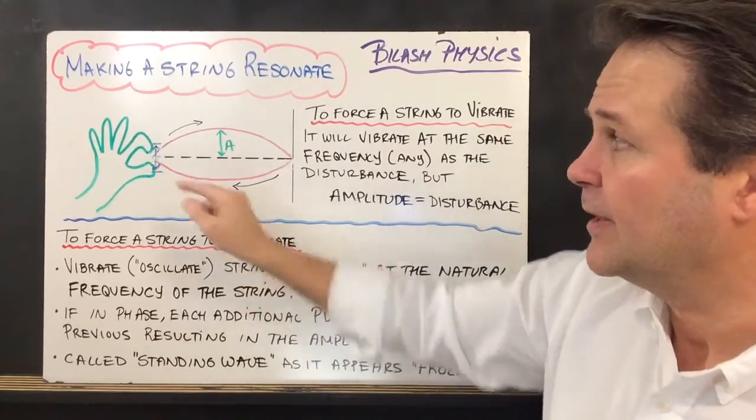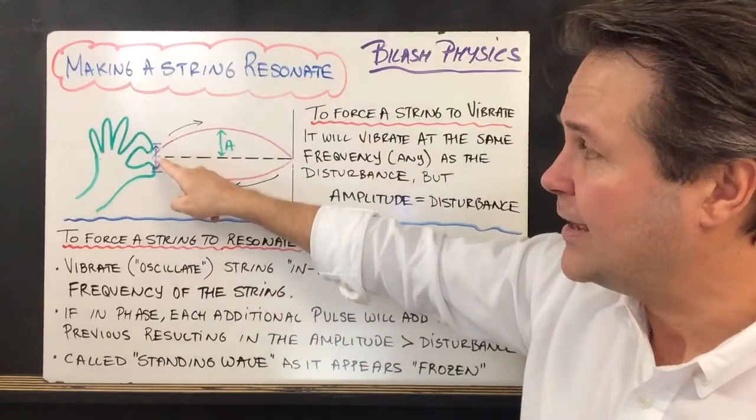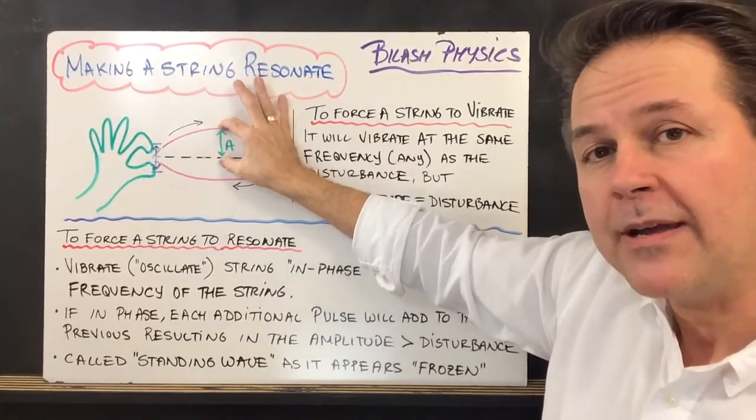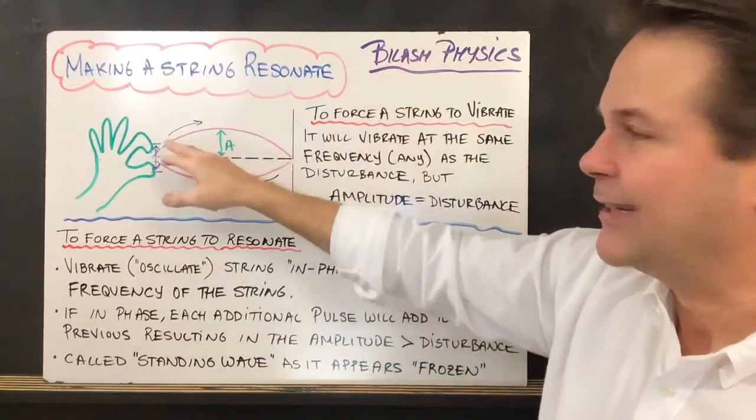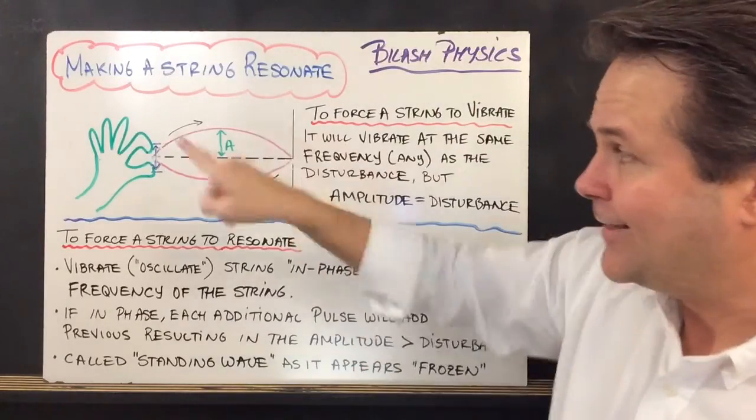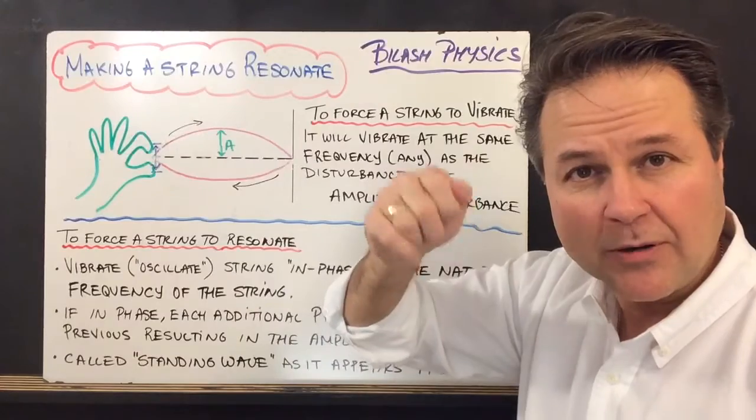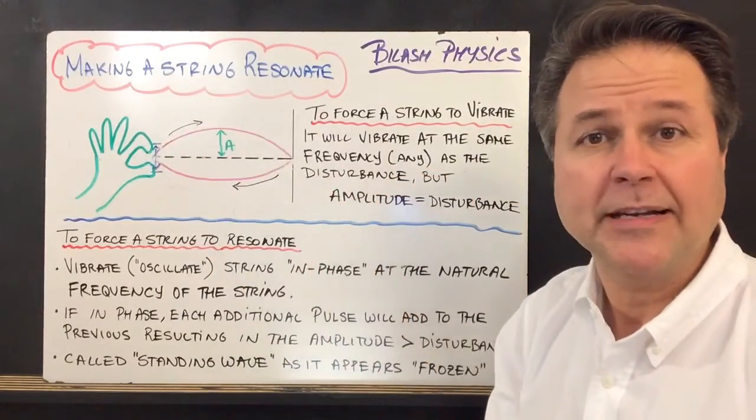And what will happen is every time I flick again, the wave will add on to the previous wave, and the overall wave in the skipping rope will grow larger and larger and larger until it can't stretch anymore. And that amplitude will be larger than my small little disturbance. And once I've accomplished that, we call that a standing wave.